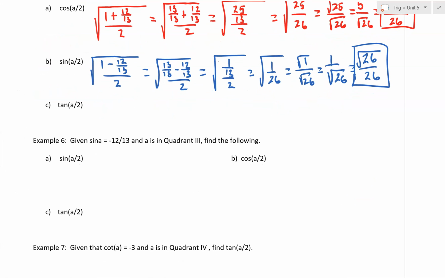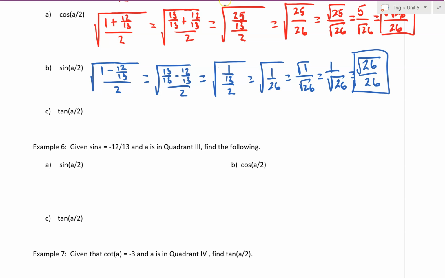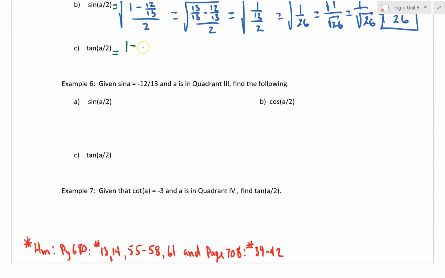Now, tangent of A over 2. I'm going to do it this way, but one of the other things that we can think about here is what is really tangent, and we'll talk about that in a second. But using the formula, I'll do it both ways, that way we can actually see this. Using the formula here, it's 1 minus cosine of this one, which is 12 over 13, over the sine of the same thing, which is 5 over 13.